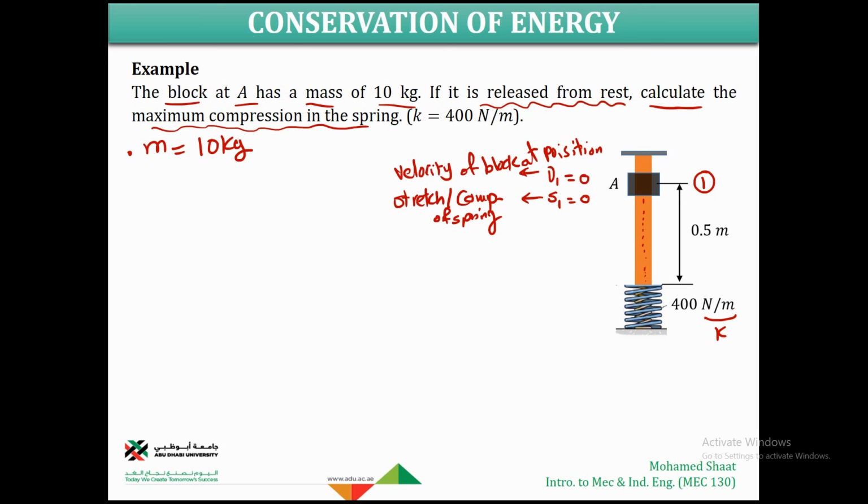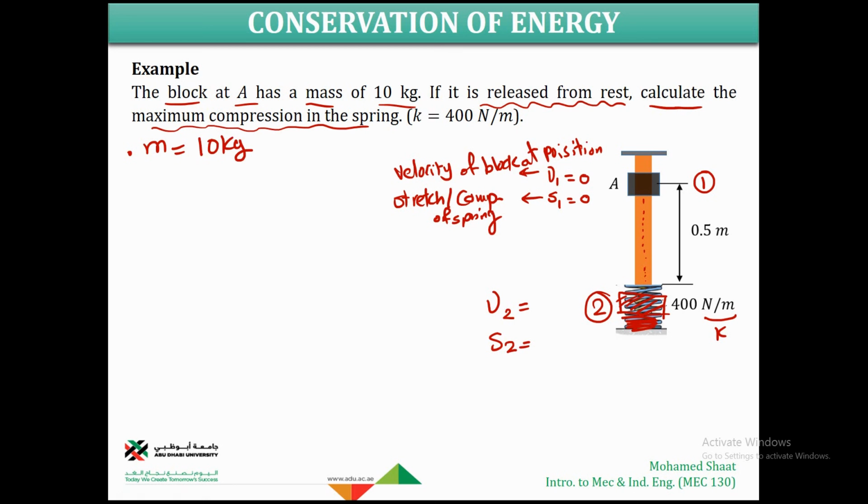Think of it, what is the maximum compression? So the box is gonna keep on moving till it compresses the spring. After the compression of the spring, let's say the box will be here, and the spring will be squeezed over this small distance. So think of this as the new location of the box. This is gonna give us the second position. So this is position 2. You are required to identify how much is the speed of the object at position 2, and how much is the compression of the spring at position 2. The same two values but at position 2.